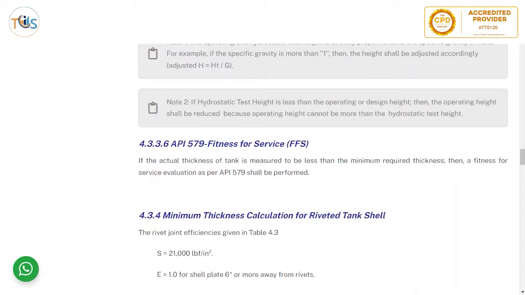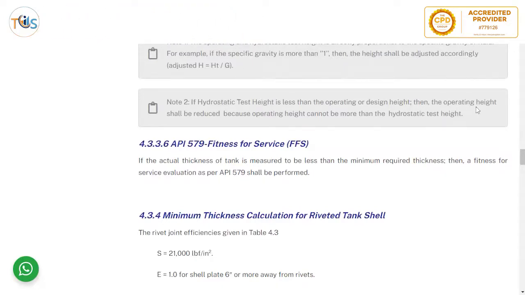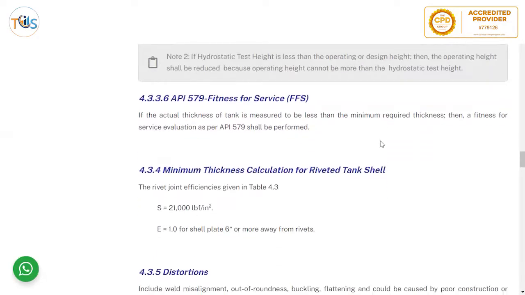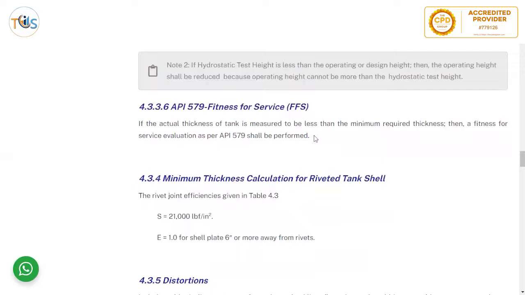If the hydrostatic test height is less than the operating or design height, then the operating height shall be reduced, because the operating height cannot be more than the hydrostatic test height. This makes sense, because hydrostatic testing uses the worst scenario, and practically you're giving it some factor, say 1.3 times, like a pressure test of the maximum allowable working pressure. The test height is there to verify that the tank can withstand the load for the maximum allowable working load, and so that should be more than the operating height. If you find that the operating height is more, you have to reduce it to the test height, because you can't use it more than what you have tested it for.